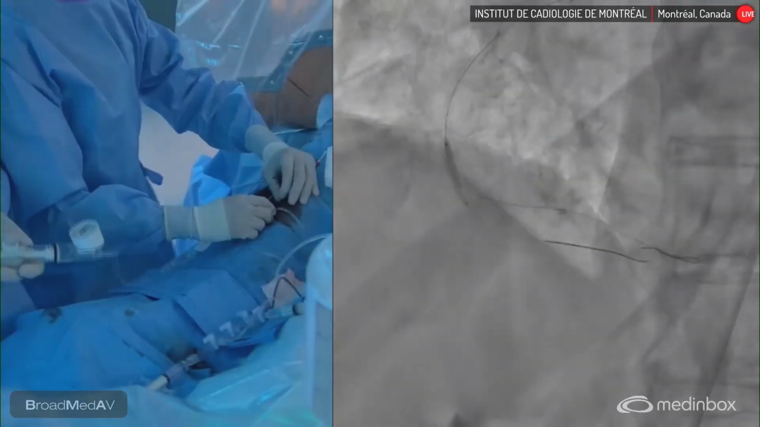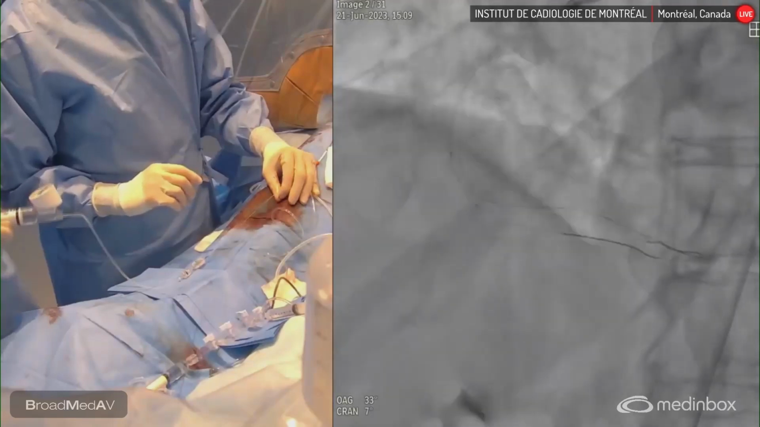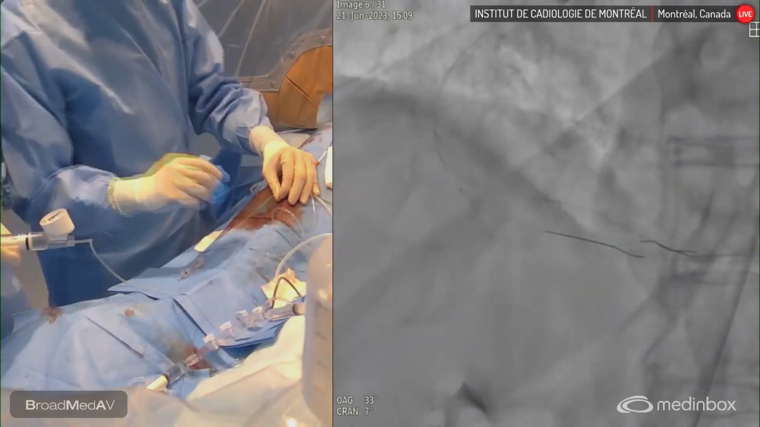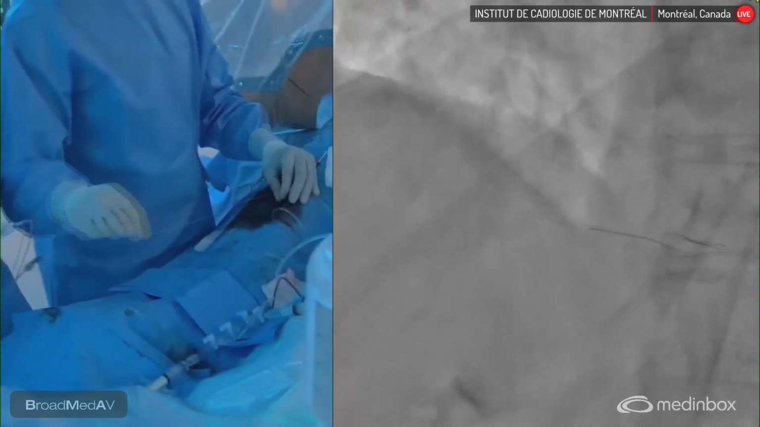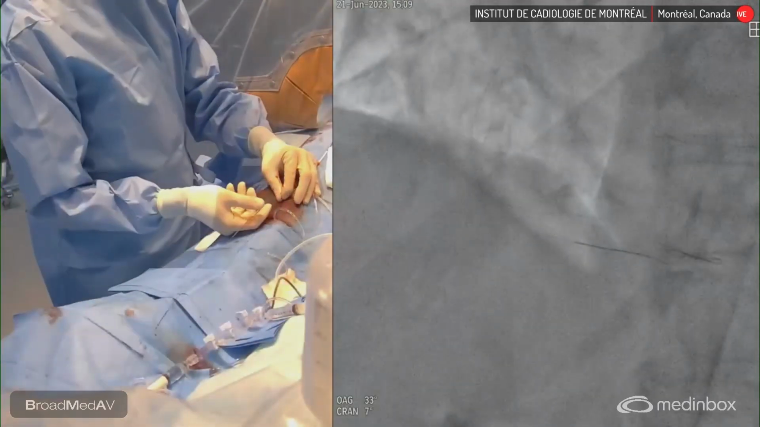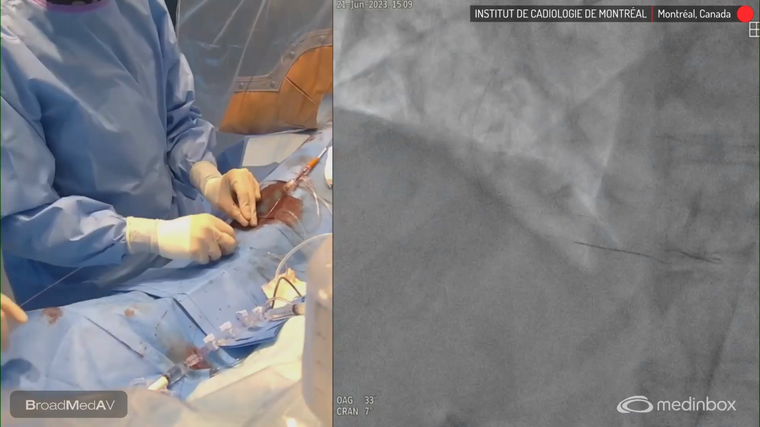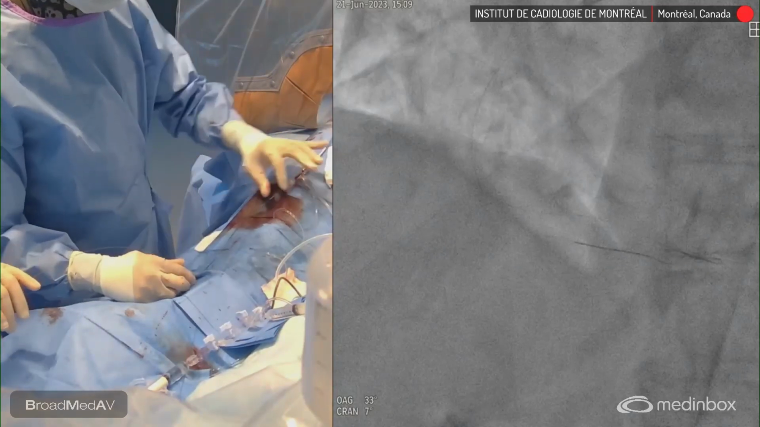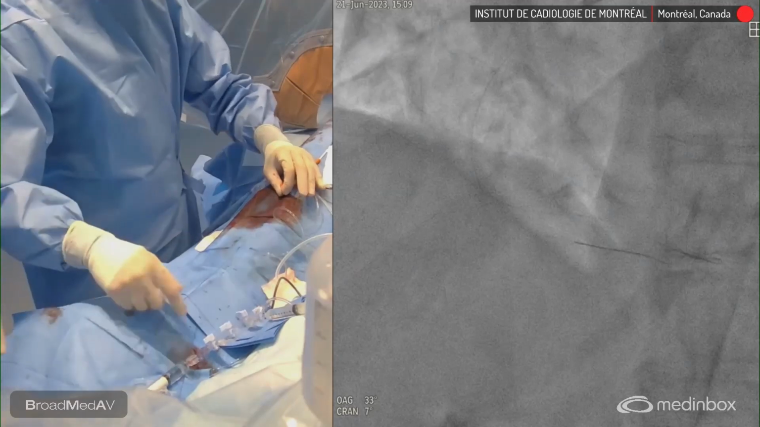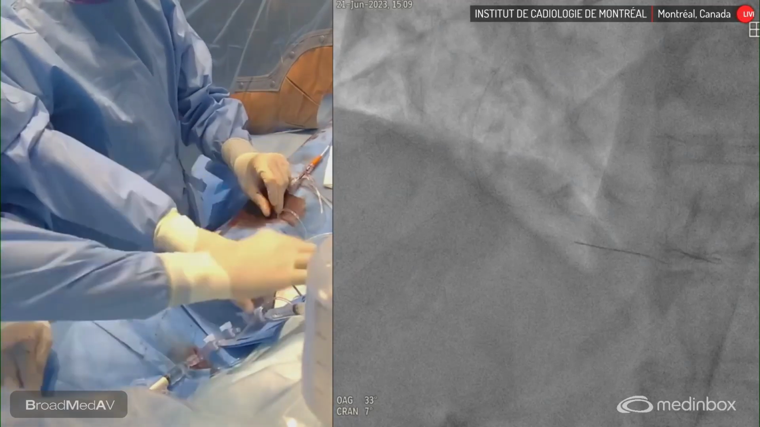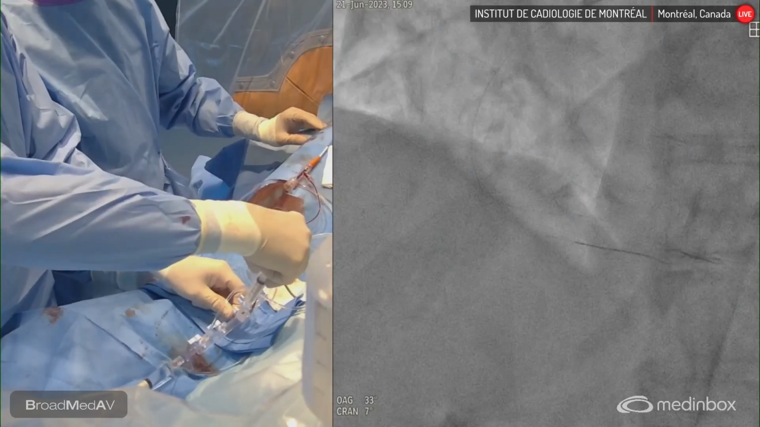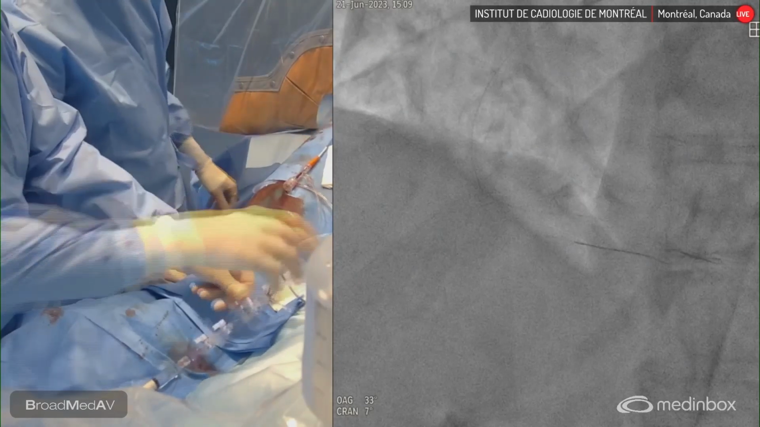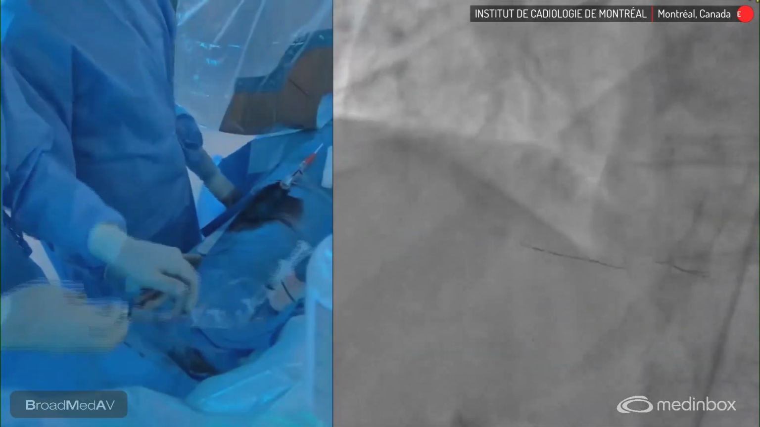Yes, we go. On 12. That's perfect. We can give Nitro a shot here, and if it's okay, then we just remove the wire and implant proximally. We'll prepare the 30 by 38. Yeah. Nitro? Yeah. Nitro 1 cc.